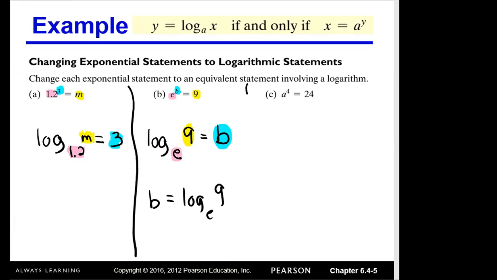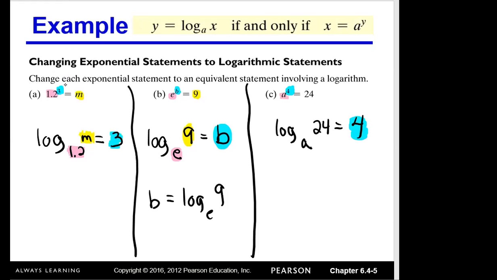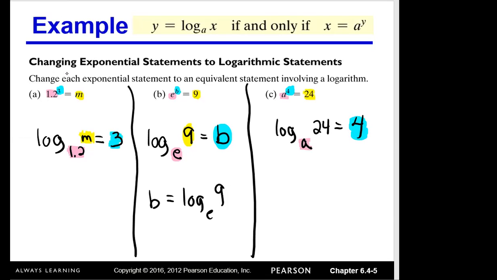All right, and then the last one, it's log base a of the 24 has to equal the exponent of 4. My exponent has to be the answer equal to the logarithm. They'll have the exact same base. The a is the base in exponent form. The a is the base in log form. And then the only thing I have left is this 24. So whatever the answer is in exponential form, that's what you're taking the log of in log form.